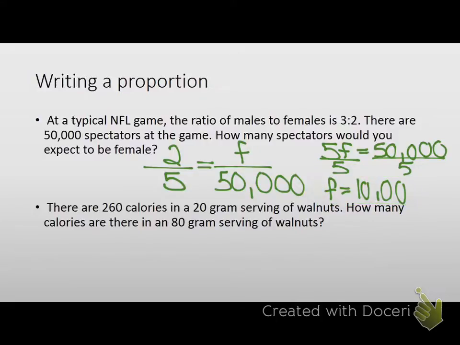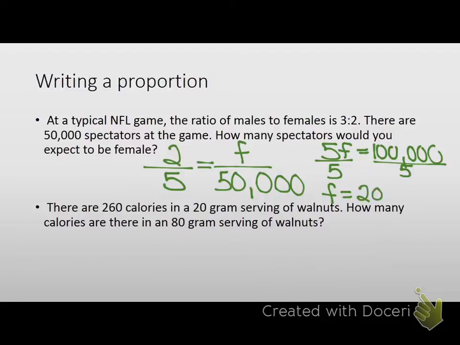What's 50,000 times 2? Y'all did not correct me. Whoops. Did you get 100,000 and you were just afraid to say something? Okay, so now divide both sides by 5, and you have how many? 20,000. That's the right answer. 20,000 females out of 50,000 at that football game.